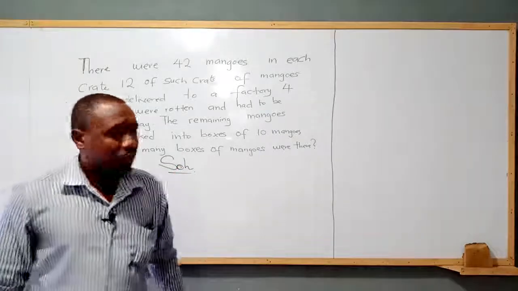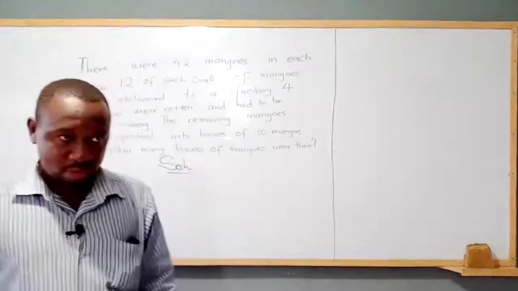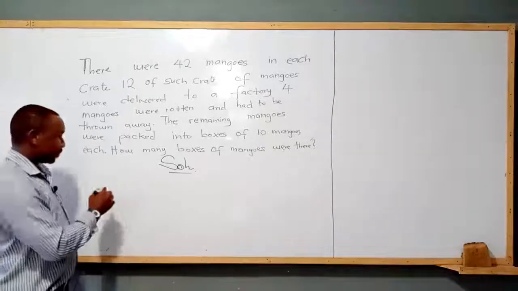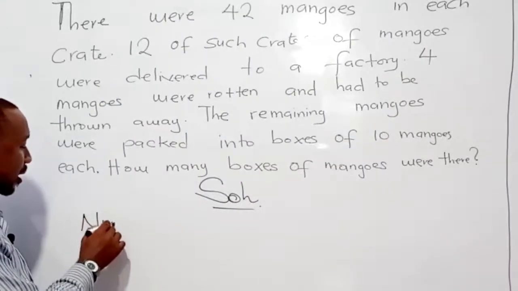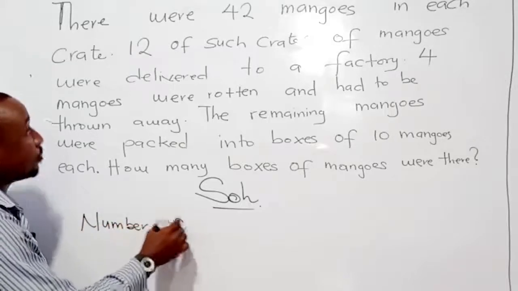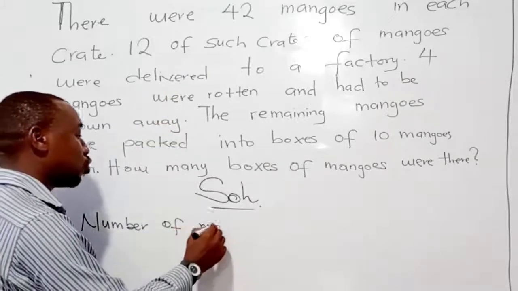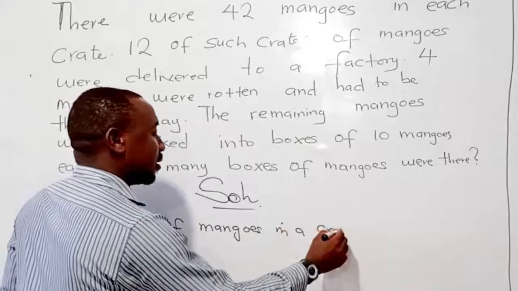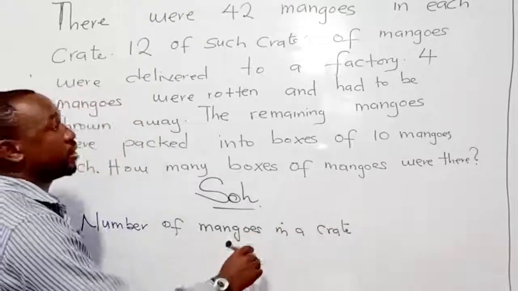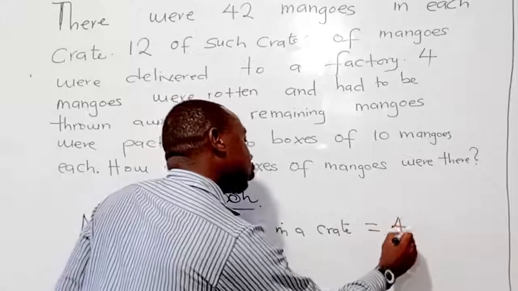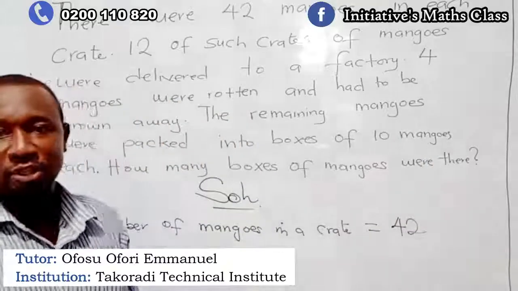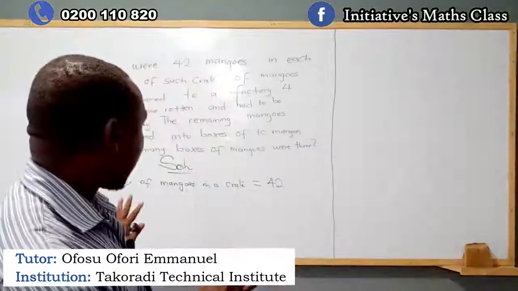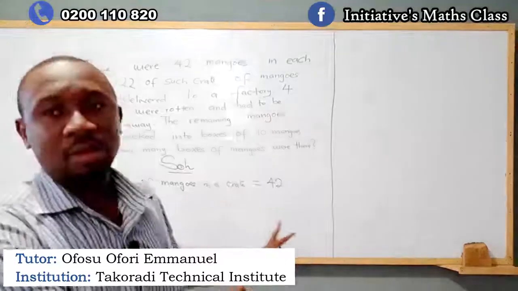There were 42 mangoes in each crate. So you start by analyzing it. Number of mangoes in a crate is equal to 42. This fact should be established. So the moment you look at it, number of mangoes in a crate is 42. Okay, that point has been established.